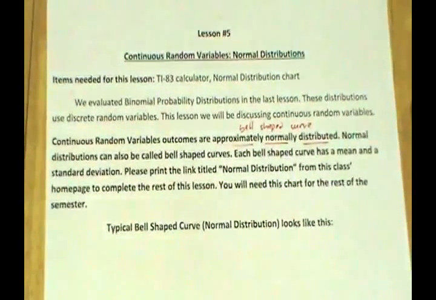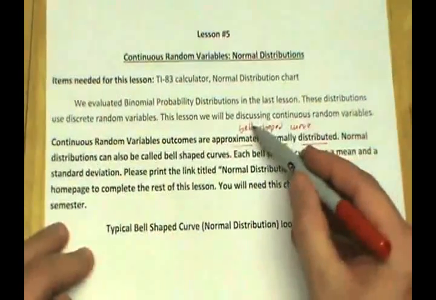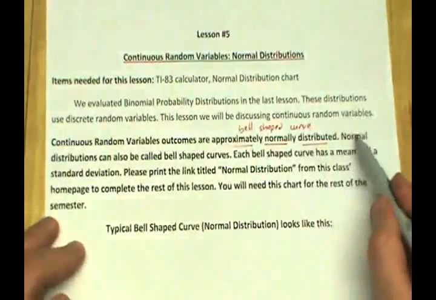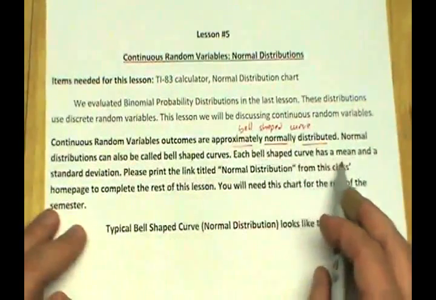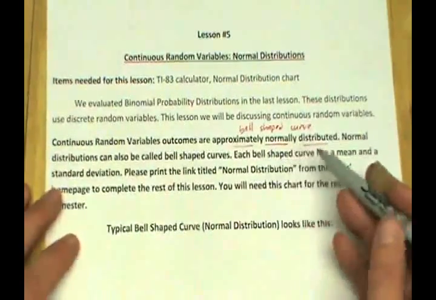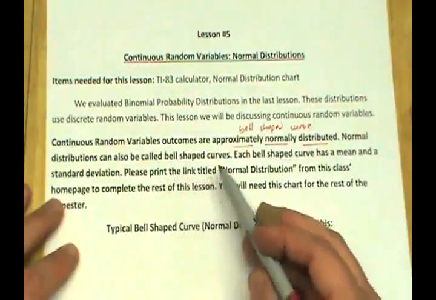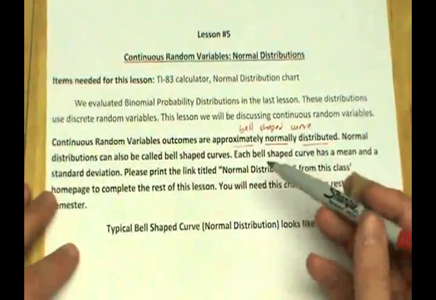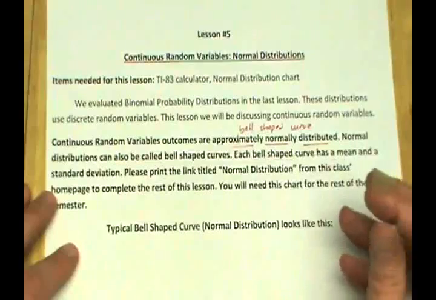People usually have that kind of reference in the real world. A lot of people talk about bell-shaped curves. Normal distributions can also be called bell-shaped curves. So each bell-shaped curve has a mean and a standard deviation. And I just said a second ago, please print the link titled Normal Distribution from this class's homepage to complete the rest of this lesson. And that was the chart I just showed you. You'll need this chart. So here we go.